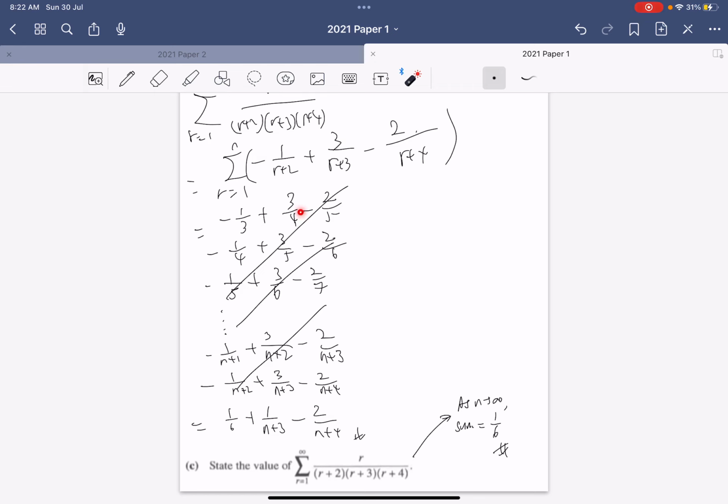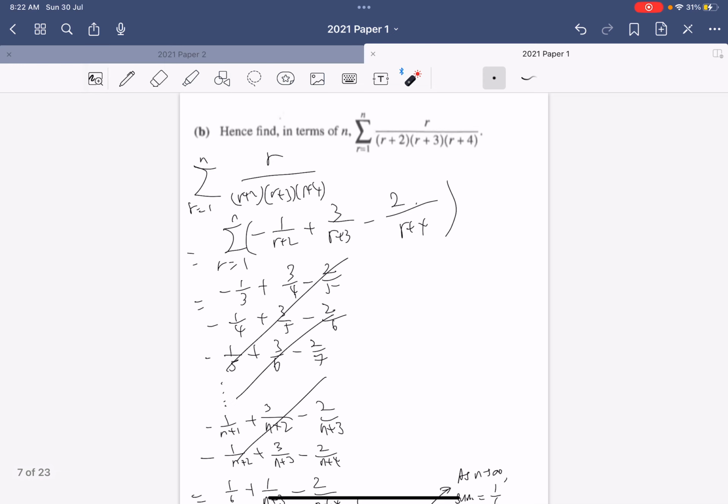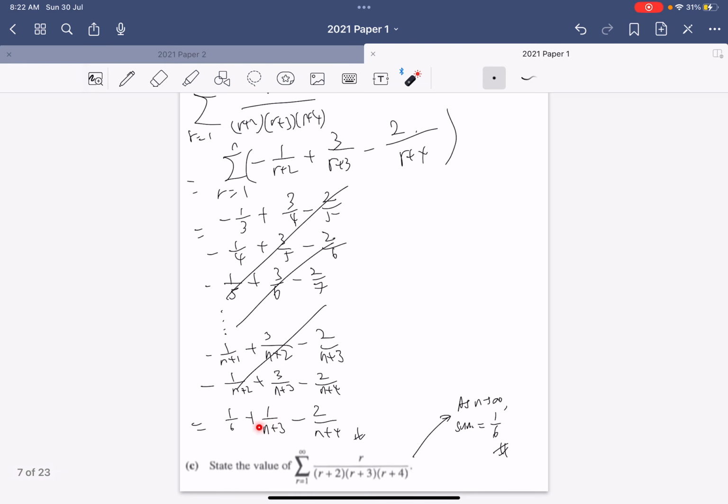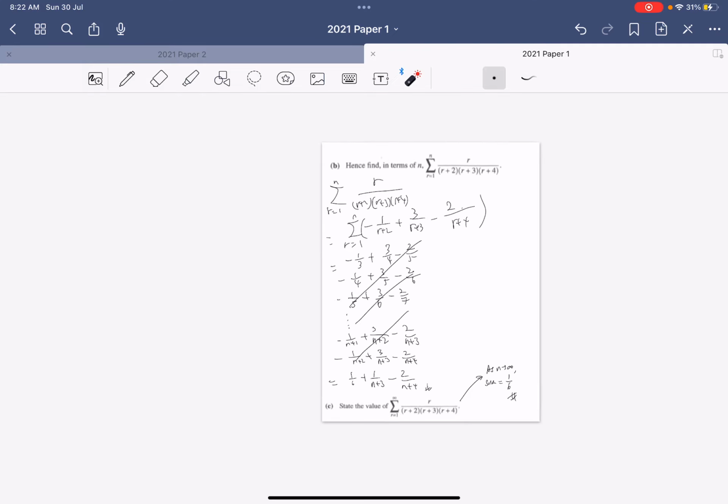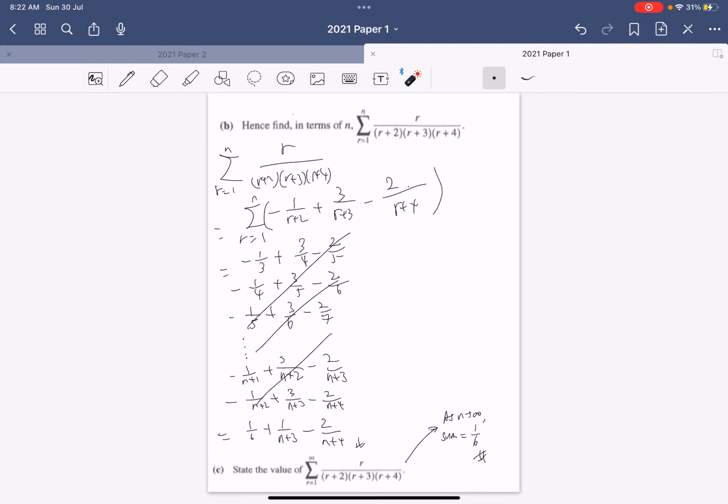But the general rule is you just write 3 lines, and then you see the pattern, and then you start cancelling. And when you simplify it, we want to state the value as this goes into the long run, meaning as n goes to infinity, well, this part will go to 0 and this part goes to 0, so the answer will be 1 over 6. So I hope that's clear.